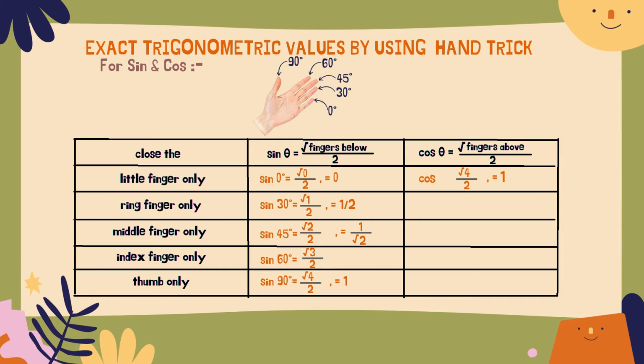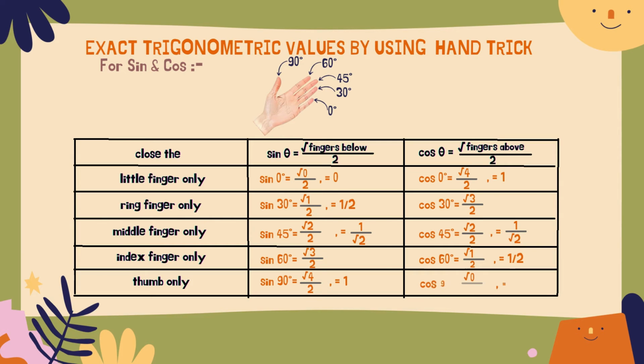Cos 0 equals square root of 4 over 2, which is 1. Cos 30 equals square root of 3 over 2. Cos 45 equals square root of 2 over 2, which is 1 over square root of 2. Cos 60 equals square root of 1 over 2, which is 1 over 2. Cos 90 equals square root of 0 over 2, which is 0.